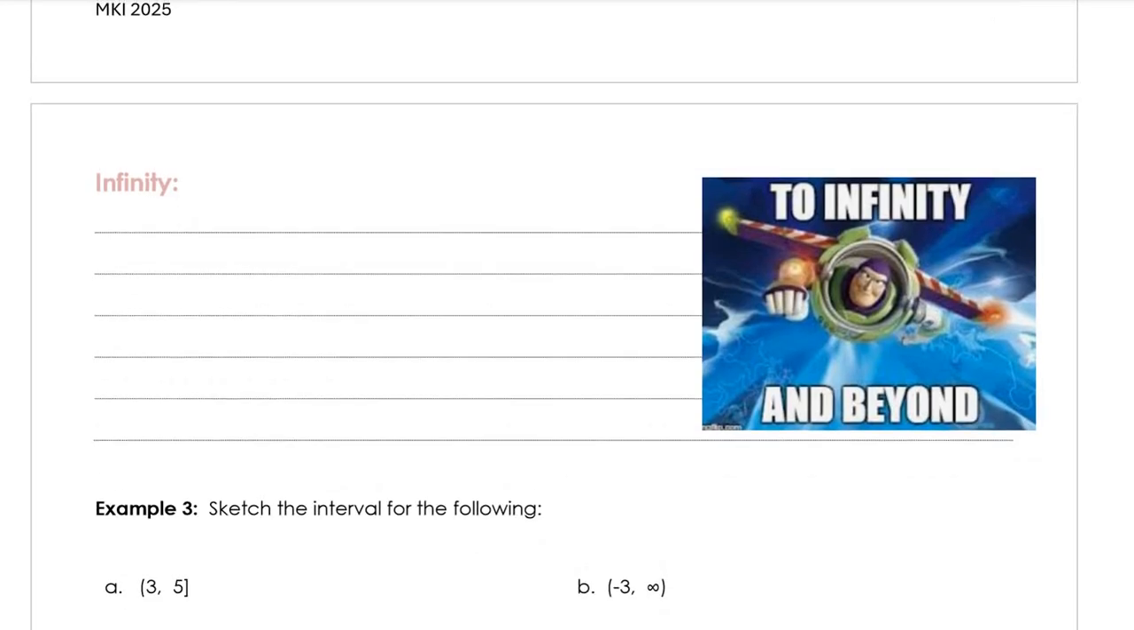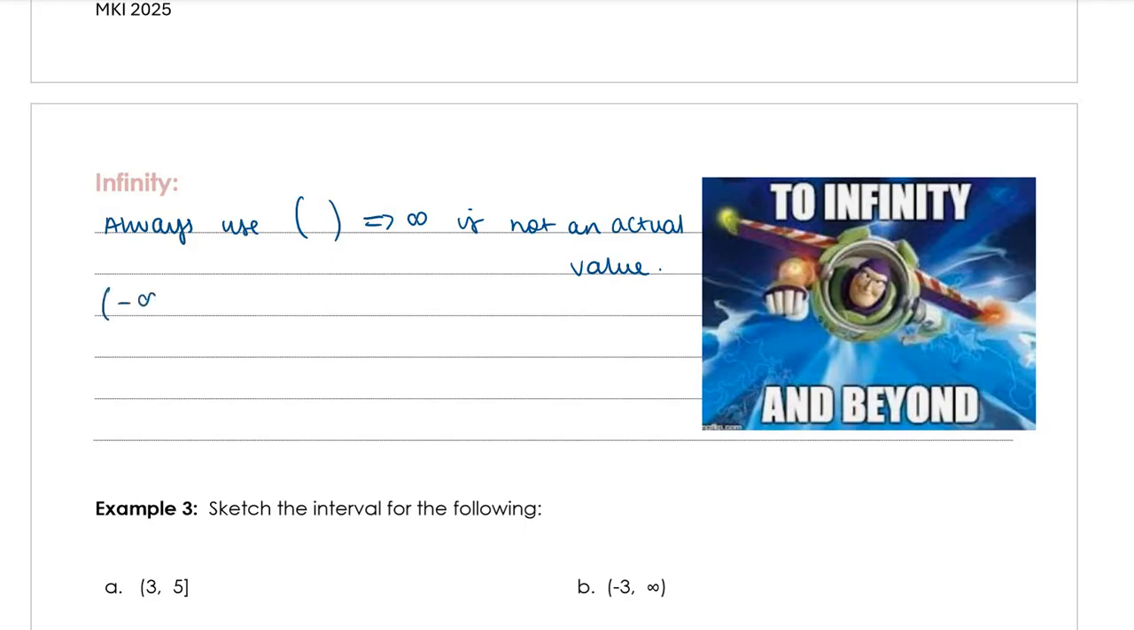Now, when it comes to infinity, there's a couple of things to note. We always use brackets, and we always use the round brackets. The reason for that is because infinity is not an actual value. It's more of a concept that we're reaching towards. So we can't close infinity in, so we have to use an open bracket.